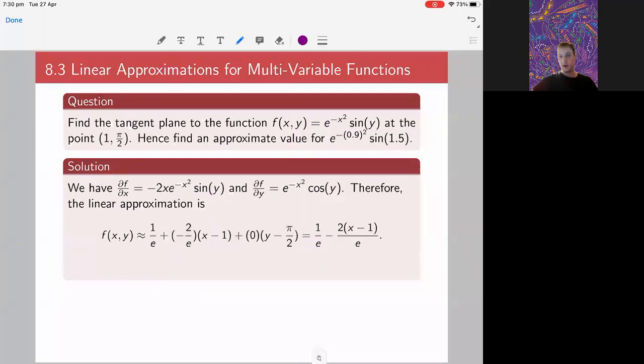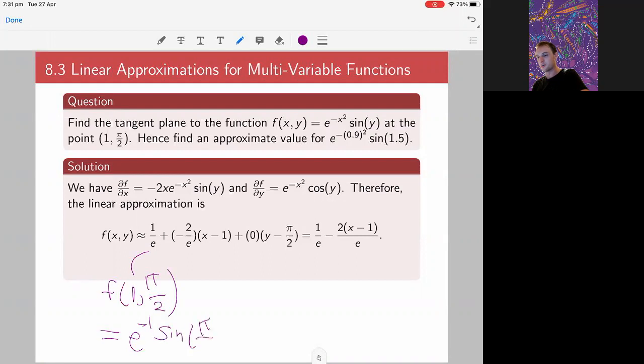Okay. We now have enough information to calculate the linear approximation. So remember, this is f. In order to find the linear approximation, you've got to evaluate the function at the point in question. If x equals 1 and y equals pi on 2, then f of x, y is equal to e to the minus 1 squared times sine of pi on 2. But e to the minus 1 is just 1 divided by e, and sine of pi on 2, well, we know that's equal to 1. So that's just 1 on e there.